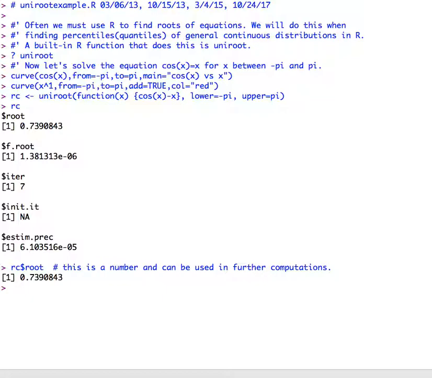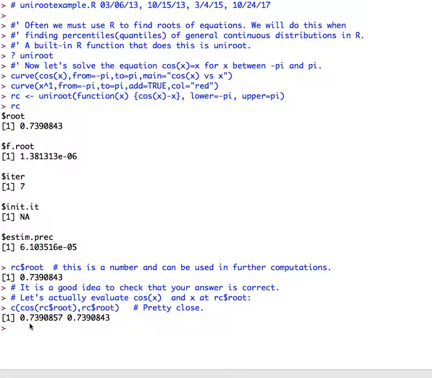In this case, I'm going to take the cosine of my RC $root and compare it to RC $root, because they should be the same. And lo and behold, pretty accurate. Once again, we're doing things numerically. That's why we're not getting the exact same result. Nothing is exact in R. Everything is done numerically in the computer.